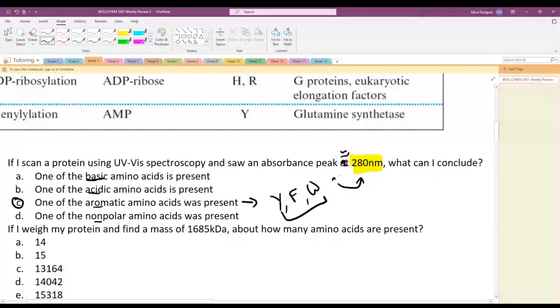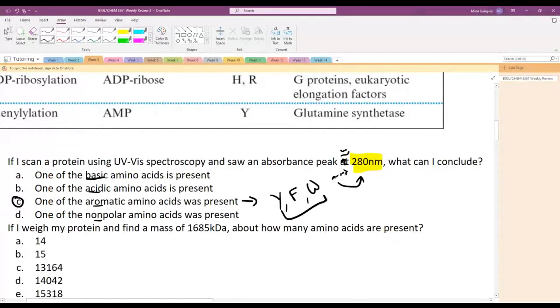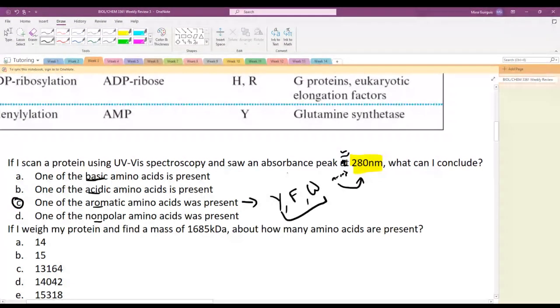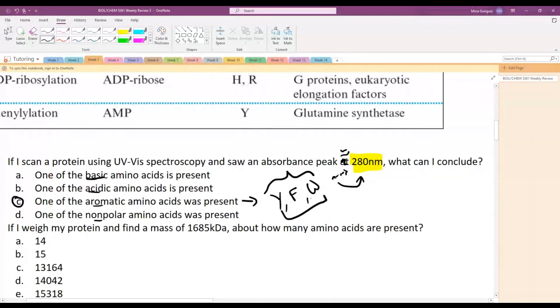And I know this says at, it should be around. And the reason I say around is that everything can be changed by something else. So like we learned about, the C-terminus has its pKa changed. So this is around 280 because each of these is somewhere in that range. They're not going to be exactly 280. I believe one of them is, I think if I remember right, it's tryptophan, but I'm not 100% certain. But yeah, so if you see an absorbance peak around 280, it's an aromatic amino acid.